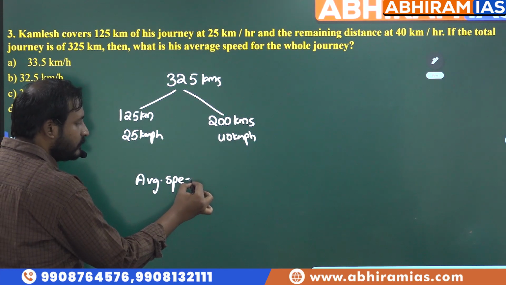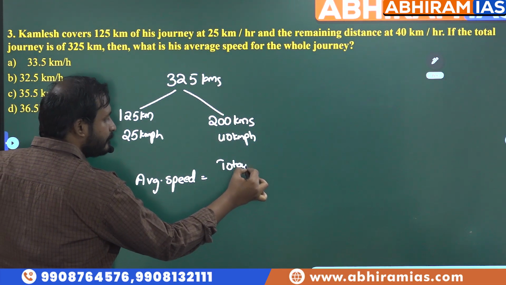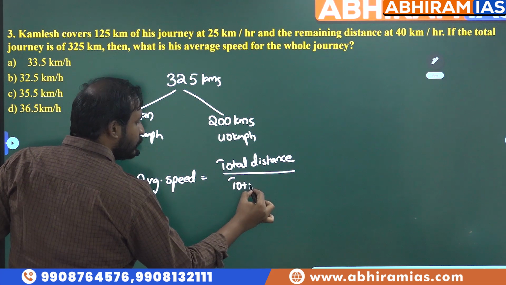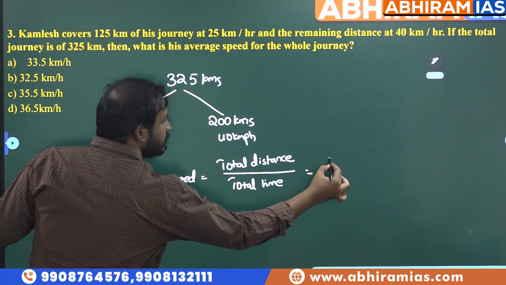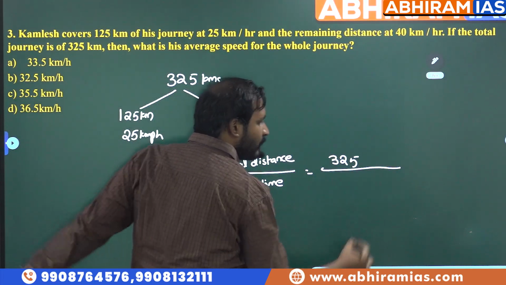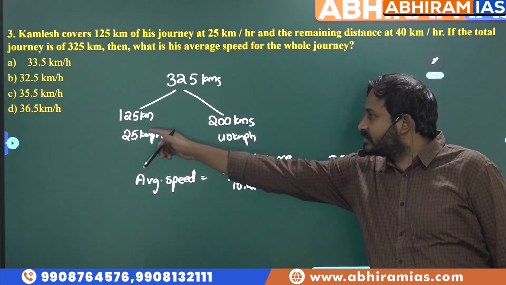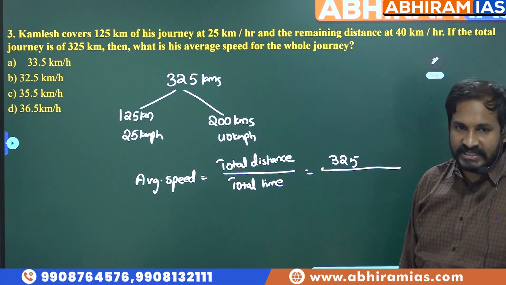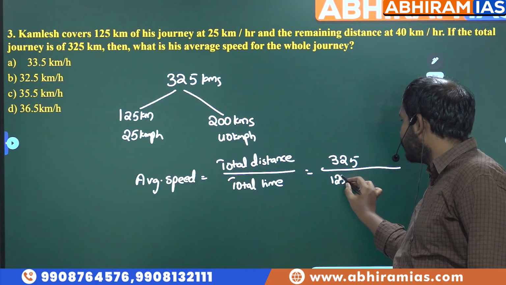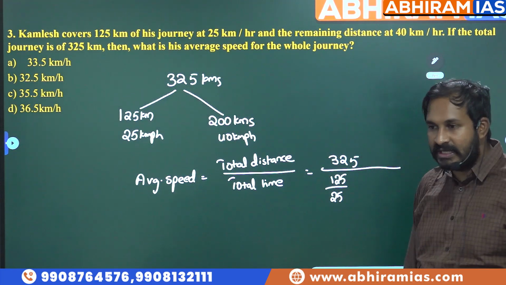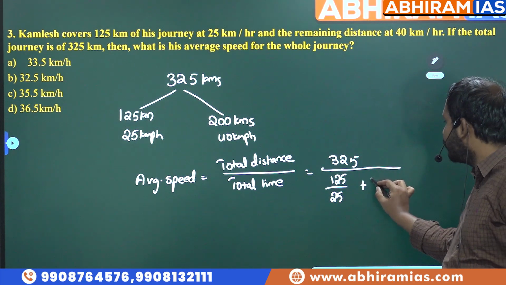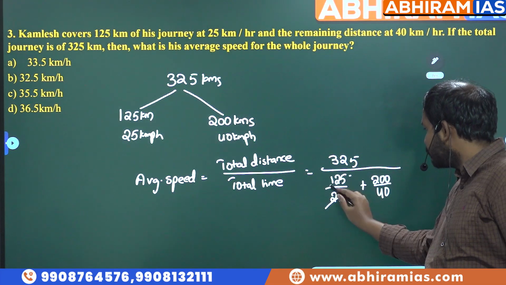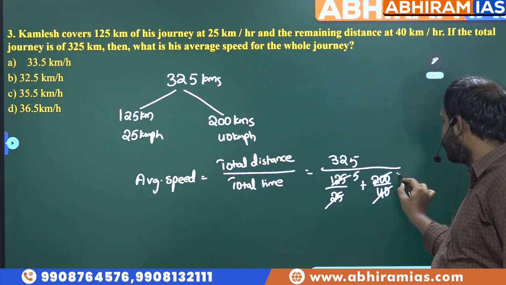Average speed is equal to total distance by total time. What is the total distance here? 325. What is the time taken to go this 125 kilometers? You have distance and speed. What is the formula for time? Distance by speed. So he is traveling 125 kilometers with 25 kmph speed, and the remaining 200 kilometers with 40 kmph speed. 25 ones, 25 fives, 40 ones, 40 fives.